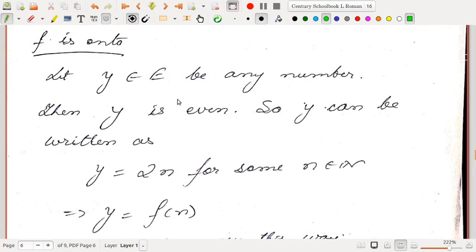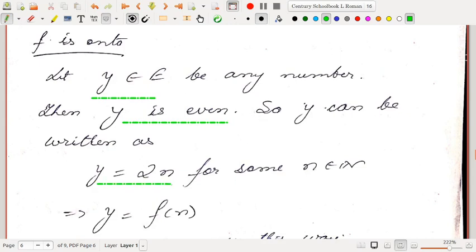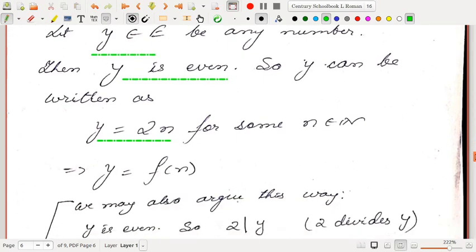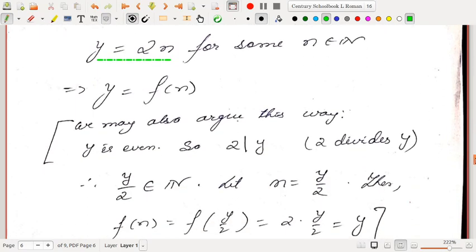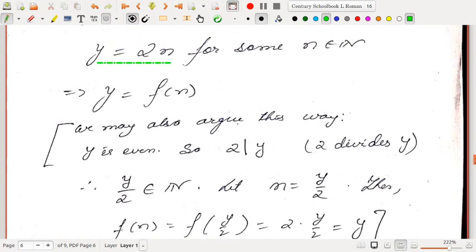f is onto. If we take any y inside the even numbers, then y is even. So any even number can be written as 2 into some number. Even number means numbers which are divisible by 2. So this follows from the divisibility property of integers. So y can be written as 2n for some natural number. So y is ultimately f of n, right? That means every element in E has a pre-image.